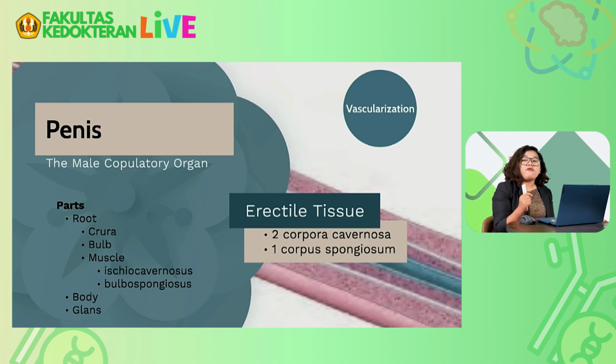The corpora cavernosa, I say corpora because it's a pair of corpus cavernosum, fuse with each other in the median plane from the crura of the penis. We will see what I'm talking about in the video later. And then later on, they are separated by the septum of the penis, while the corpus spongiosum takes up the central part of the penis and contains the spongy urethra.